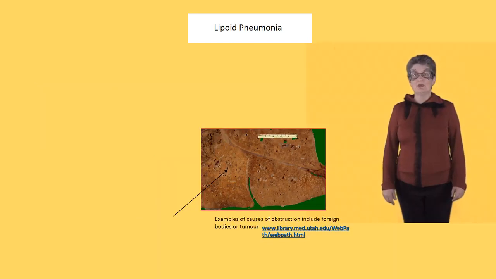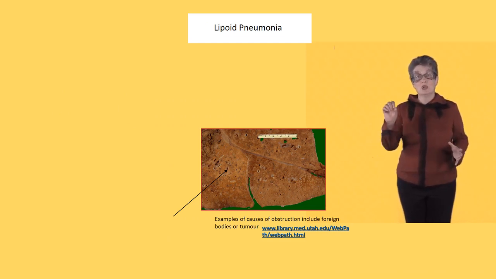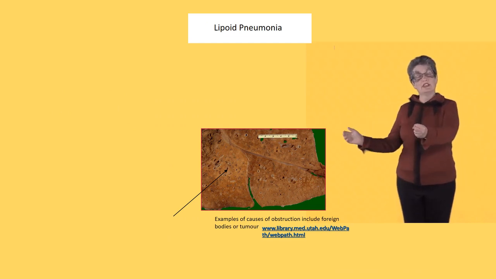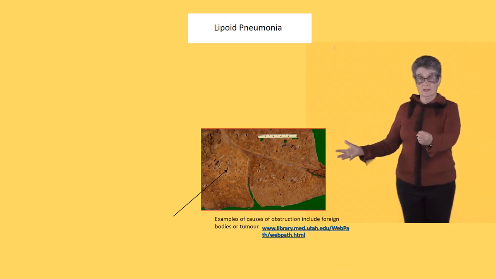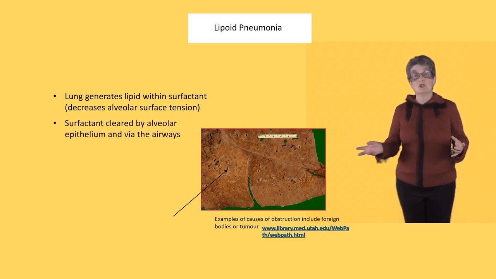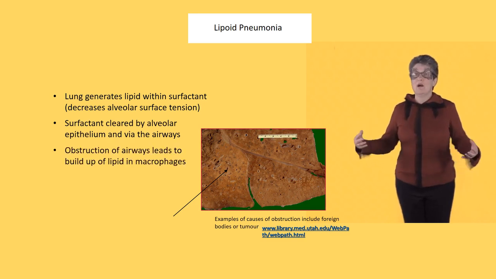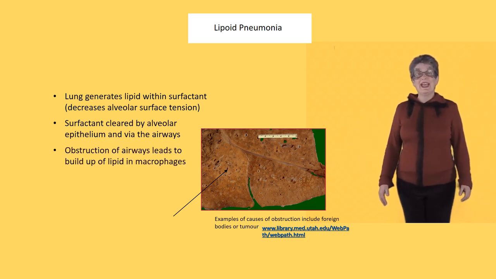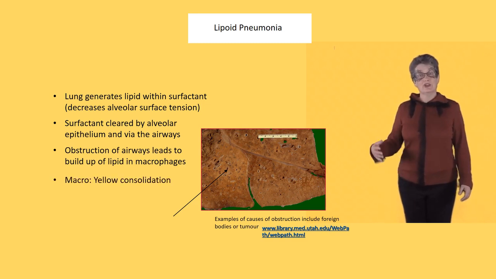A type of pneumonia we've not discussed yet is lipoid pneumonia. This happens when the bronchus is blocked off and all the stuff that the lung produces, like surfactant, accumulates and fills up the air spaces. So normally this surfactant is cleared by the alveolar epithelium and via the airways and the bronchociliary action. If it builds up in the air spaces, macrophages move in and they try to digest it, however not so successfully, and we get yellow consolidation. It's frequently seen where there are lung tumours blocking the bronchi.